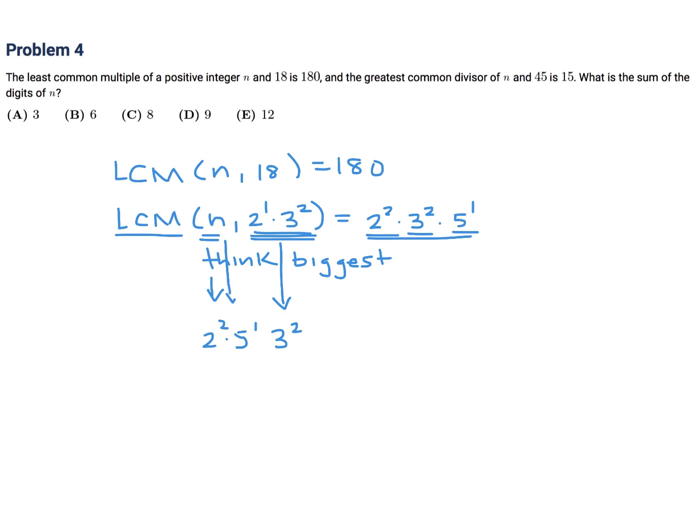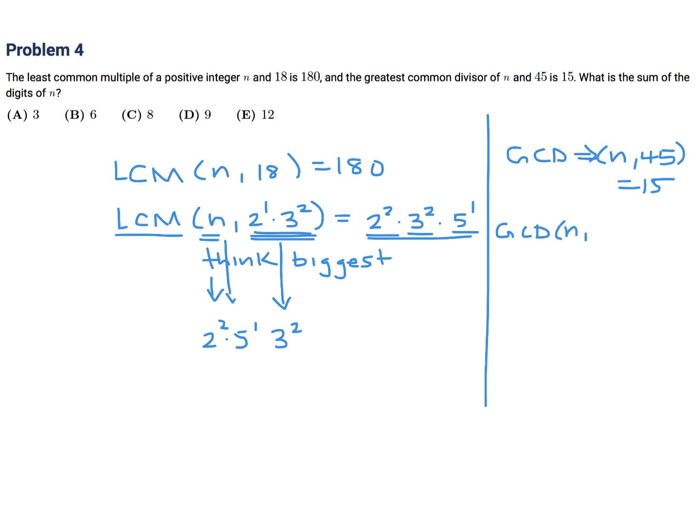Okay, so now let's turn our attention to this GCD of n and 45, and that they're saying is 15. Okay, so same thing, GCD of n and 45 is what? 9 times 5, so that's 3 to the power of 2 times 5 to the power of 1, and that is equal to 15. Okay, well, 15 is 3 to the power of 1 times 5 to the power of 1, and for GCD, you think smallest this time. Smallest powers.